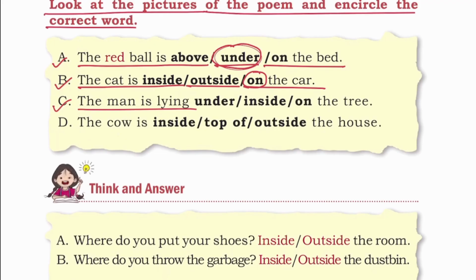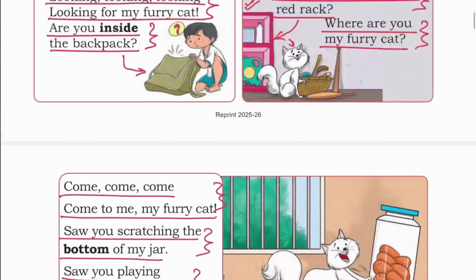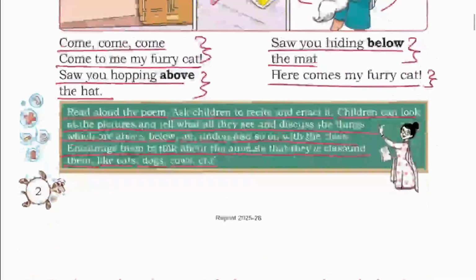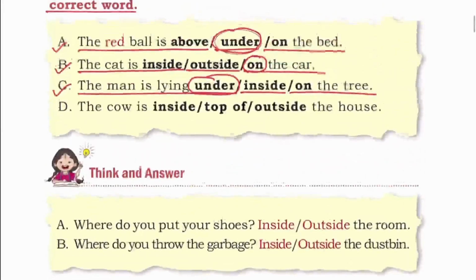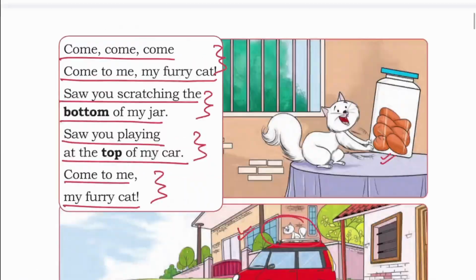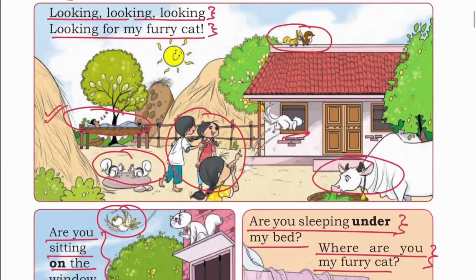C. The man is laying under, inside, on the tree. You know, the man is laying under the tree. You can see it here. D. The cow is inside, top of, outside the house. You know, the cow is outside the house. You can see it here.